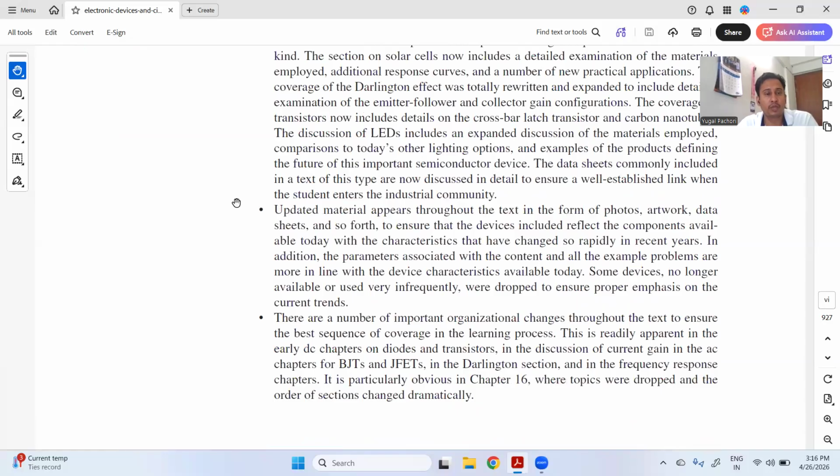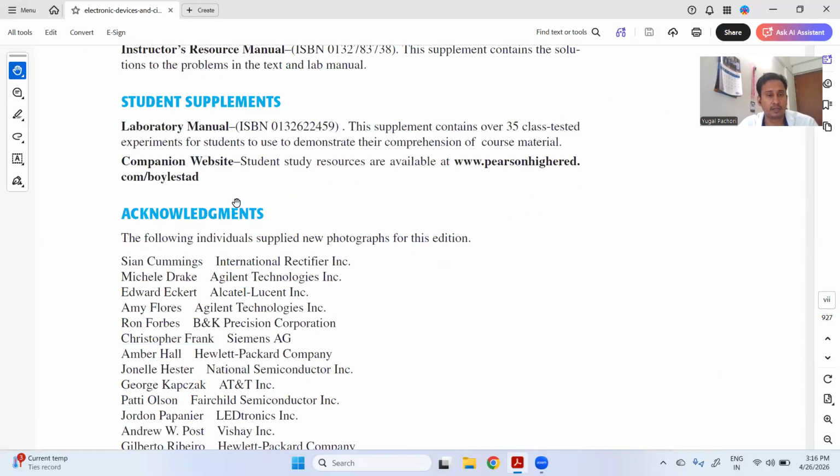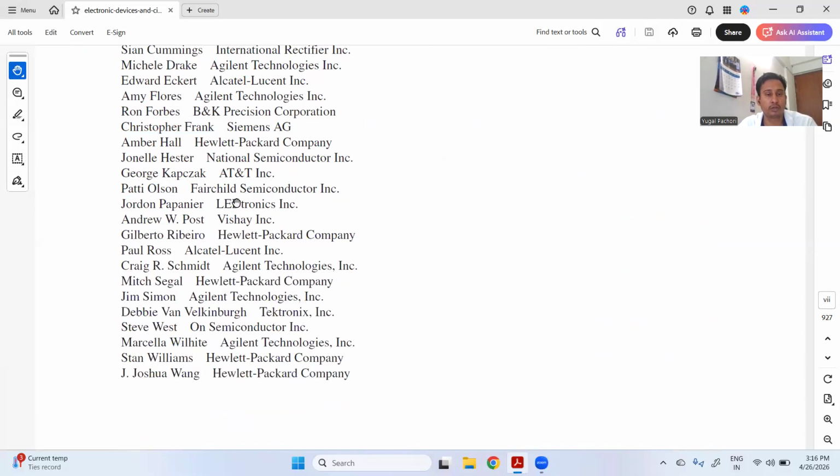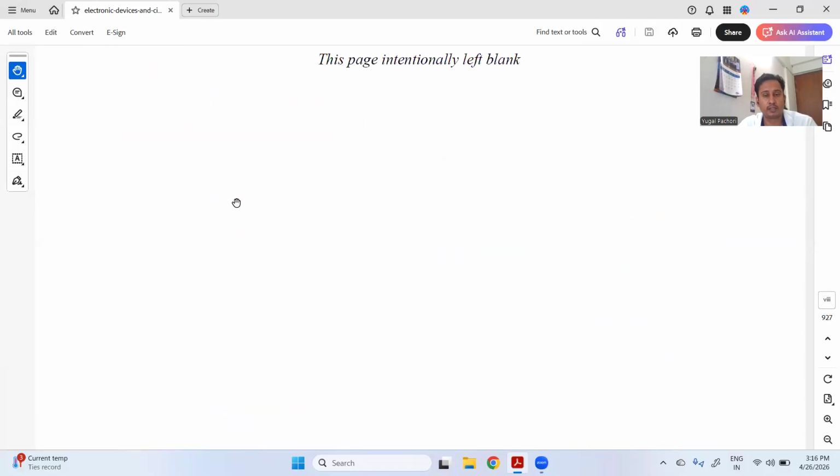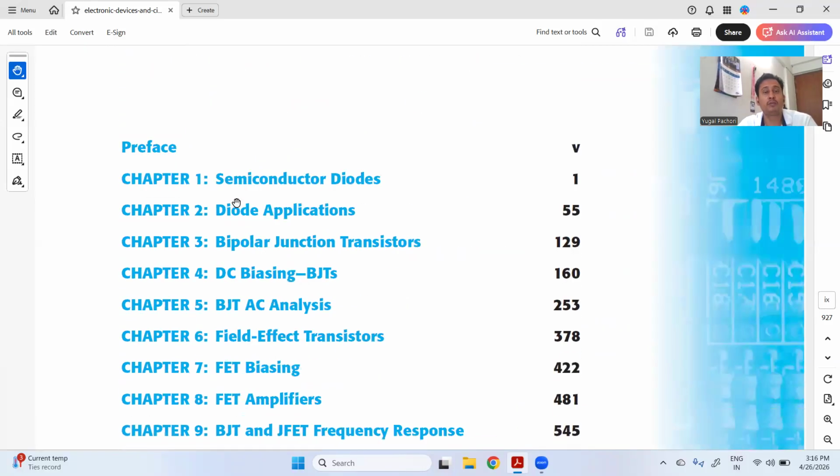So let's come to the topic. These are some acknowledgements from the authors. This page is blank. Now come to the topics: what topics this book covers. This is very interesting. Friends, those who are students of applied electronics or basic electronics must read this book. This is a very important book, and let's discuss the topics today.